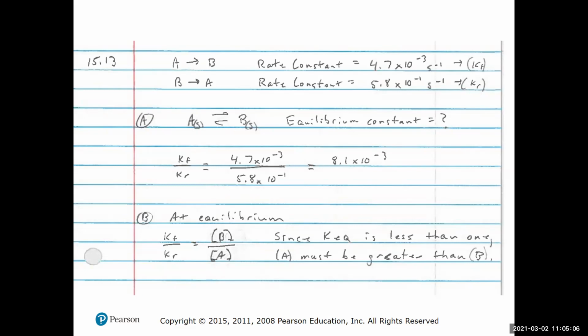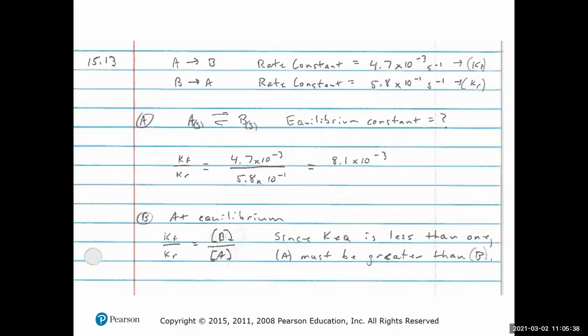Yeah. I'm just confused on why 5.8 times 10 to the negative 1 is on the bottom. Like the B to A reaction is on the bottom, and the A to B reaction is on the top. Mm-hmm. So the question was, why on part A did we have A to B divided by B to A?